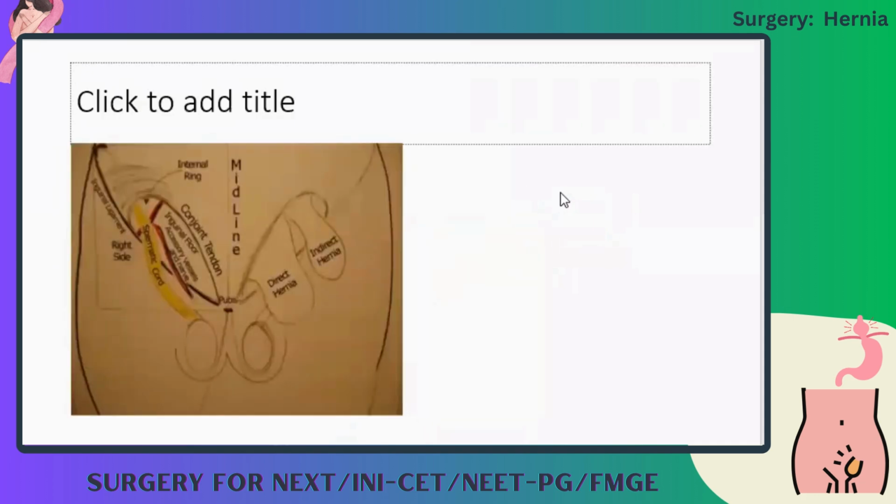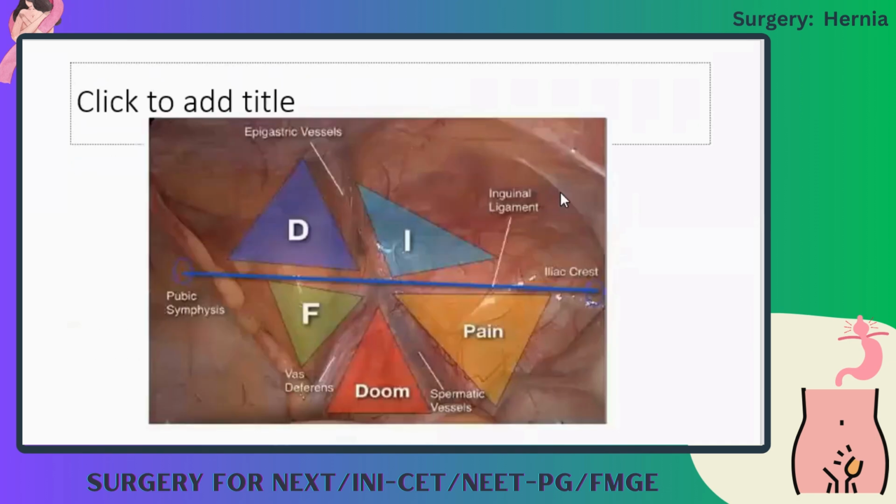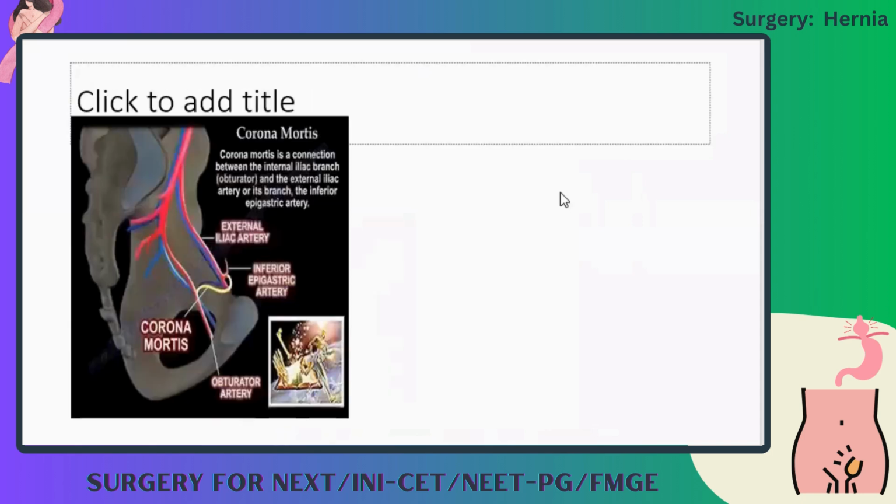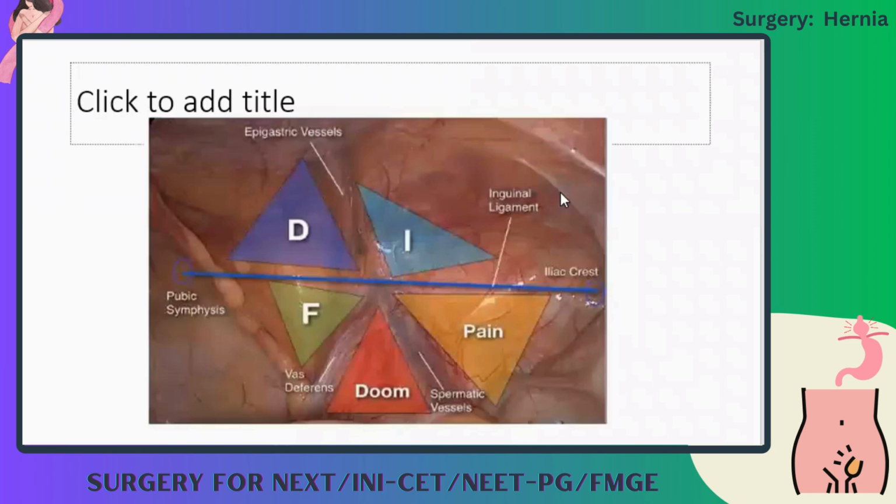Hesselbach's triangle is bounded by the inguinal ligament below, the inferior epigastric artery, and the lateral border of rectus. Only 3.